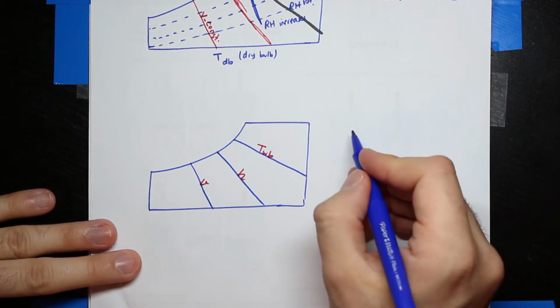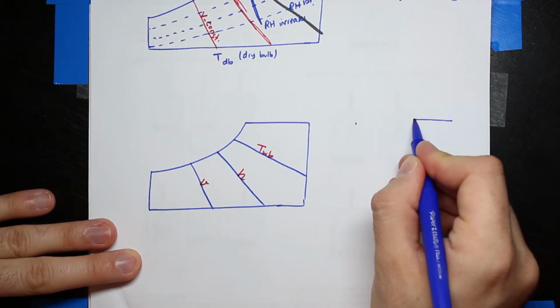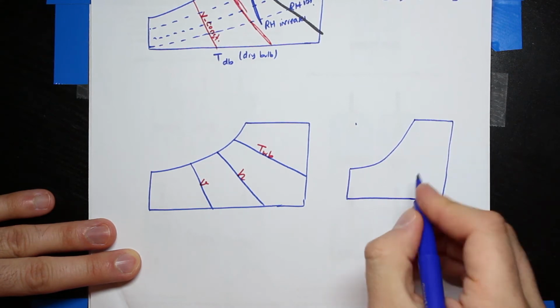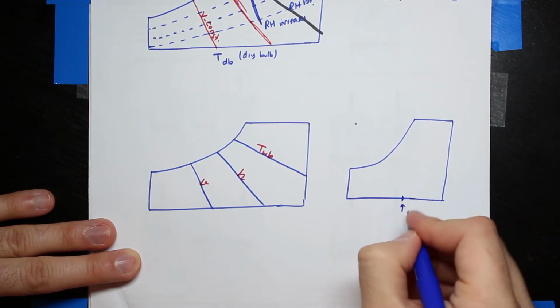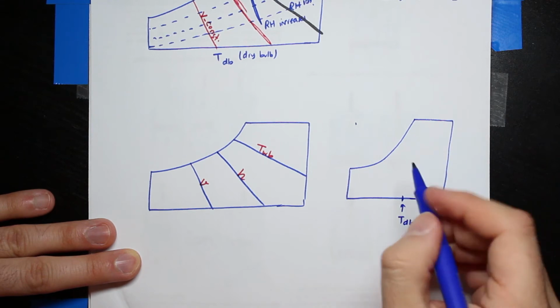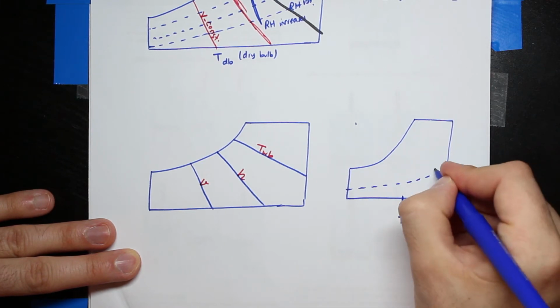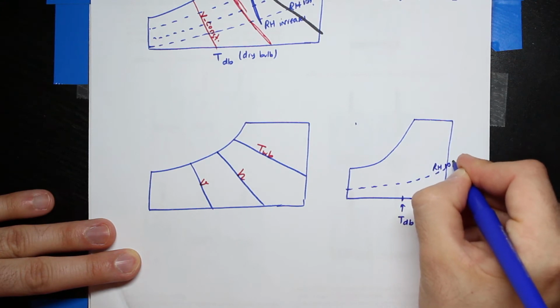Once again, let's pretend that I have the relative humidity and I have the dry bulb temperature. Let's say this is the dry bulb temperature that I have, TDB. And for instance, the relative humidity that I have is 10%. So let's say this dashed line is relative humidity of 10%.